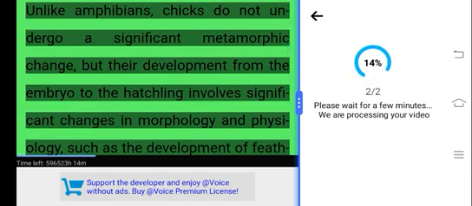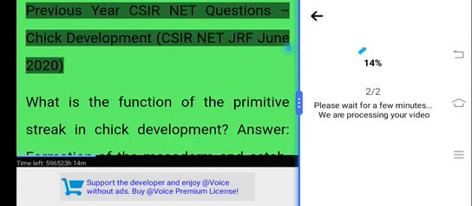Unlike amphibians, chicks do not undergo a significant metamorphic change, but their development from the embryo to the hatchling involves significant changes in morphology and physiology, such as the development of feathers, limbs, and adult functions like respiration and feeding. Previous year CSIR NET questions.